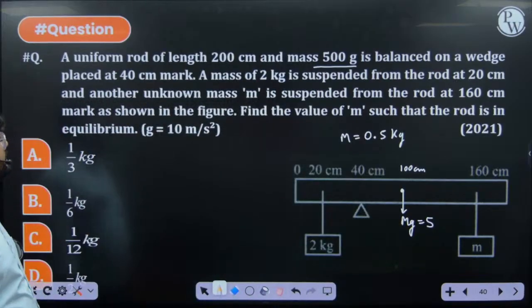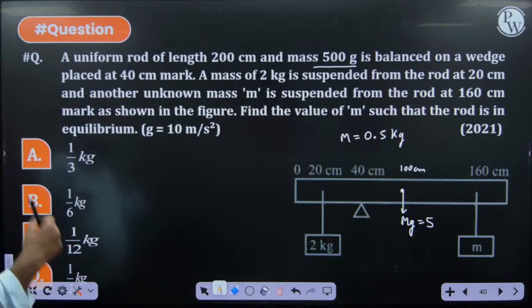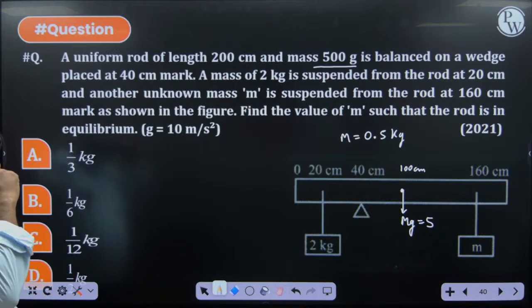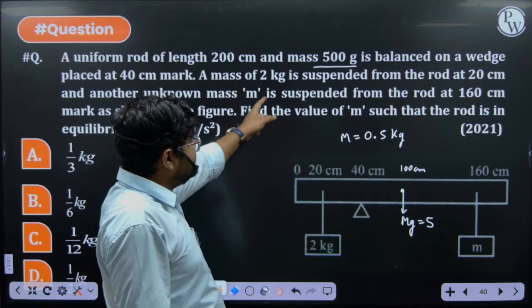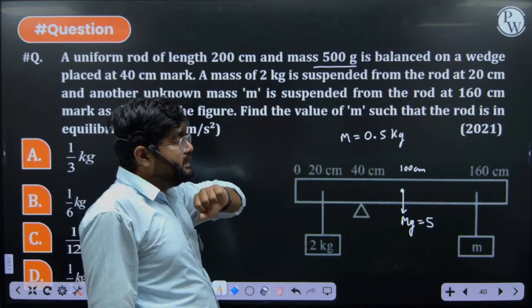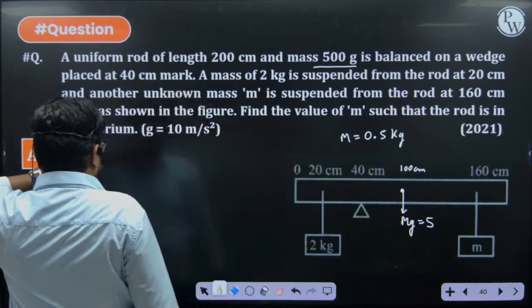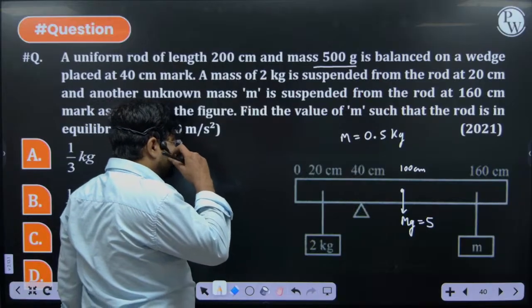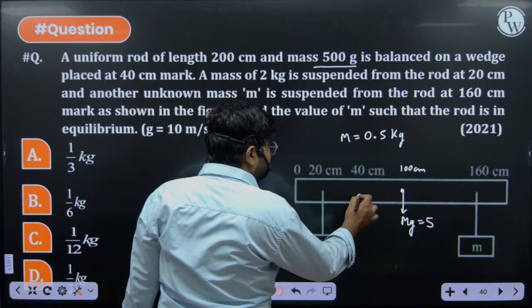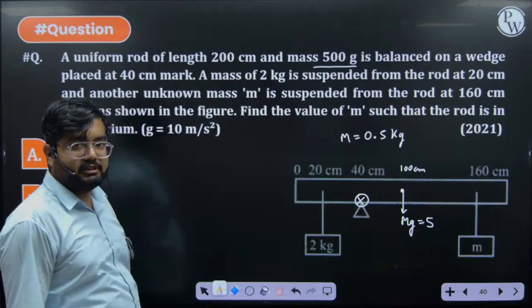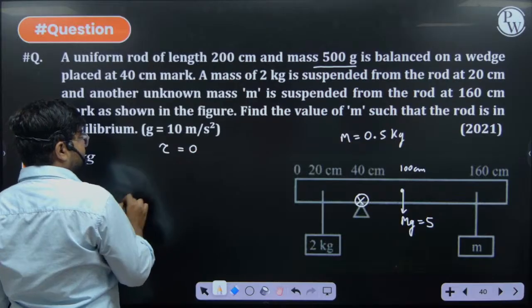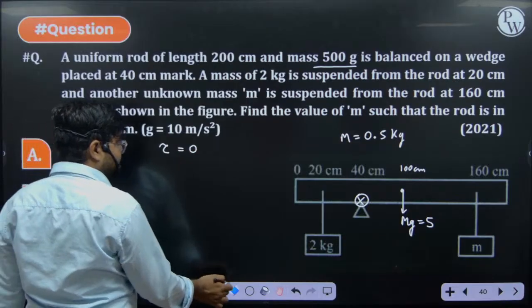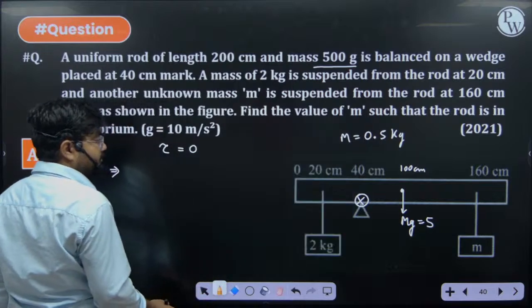Anyways, so the balancing is done on the wedge. So net force is 0, net torque is 0. 2 kg is suspended from here, and m mass is suspended from that point. We need to find m so that the rod is in equilibrium. A very simple question. We shall equate the torque about this point. We shall say that torque is 0 about the wedge. If we do that, what is the torque here?